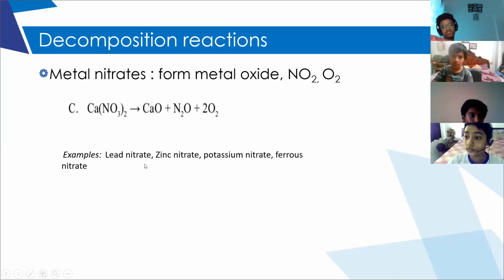Okay. So now write down the reactions with these. Write down the reactions with these: lead nitrate, zinc nitrate, potassium nitrate and ferrous nitrate.